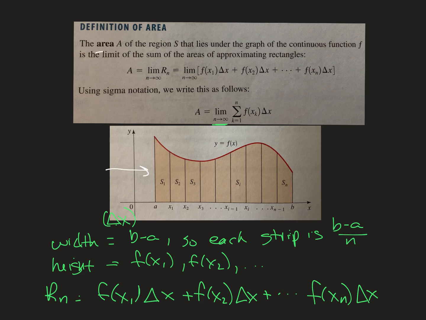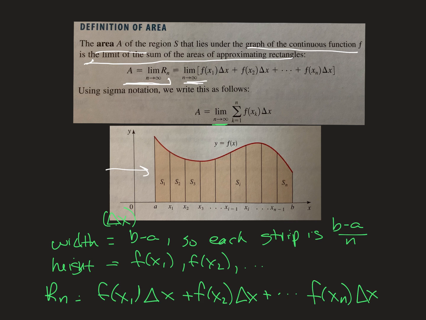And here we go. It says the area of a region that lies under the graph of a continuous function, which means a curve, is the limit of the sum of the areas of the approximating rectangles. That's what we just got finished talking about. Okay, so here's how that limit's going to work. We're going to say the area is the limit of R_n as n goes to infinity. Right here is how it works. Okay, as n goes to infinity, the limit of f of x1 times the change in x.